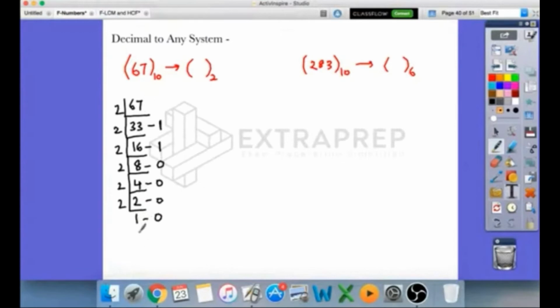See, you can't divide it any further, right? Once you get this, you will have to take the numbers in the reverse order. So 1000011 base 2 is the answer. You'll have to take it in the reverse order.